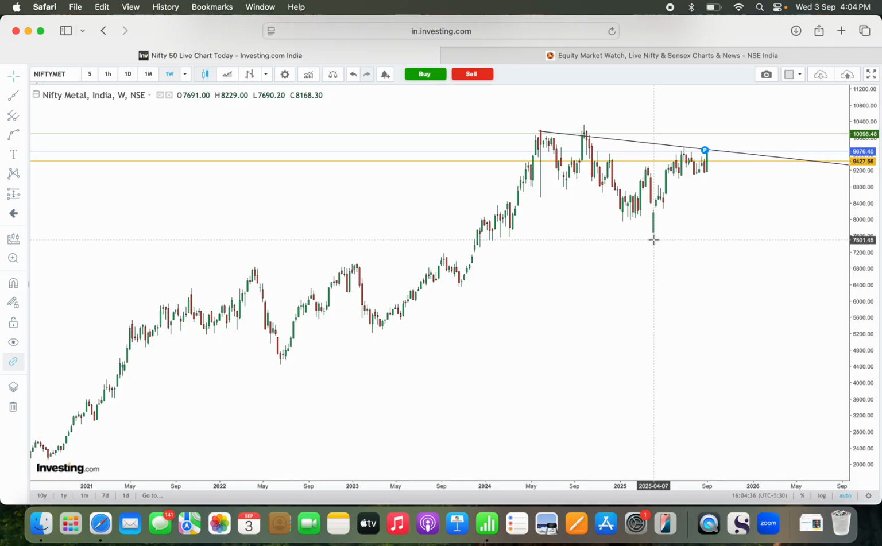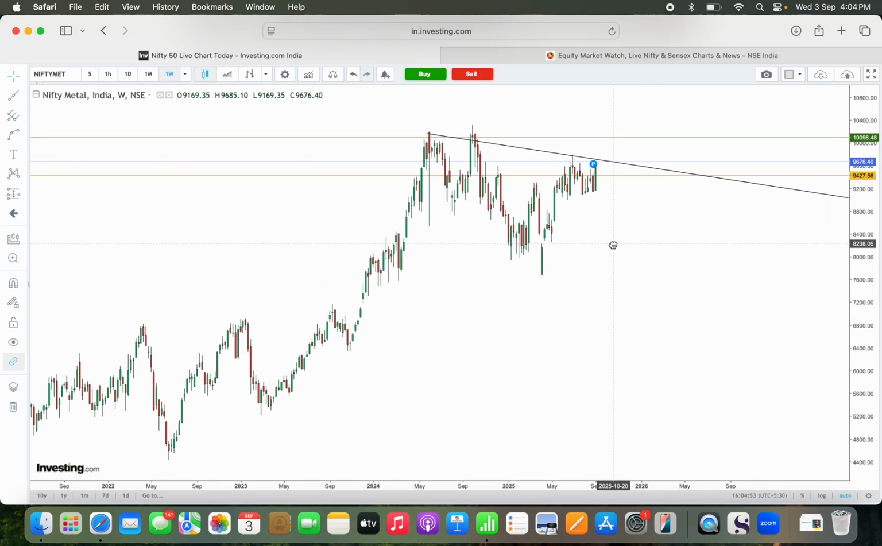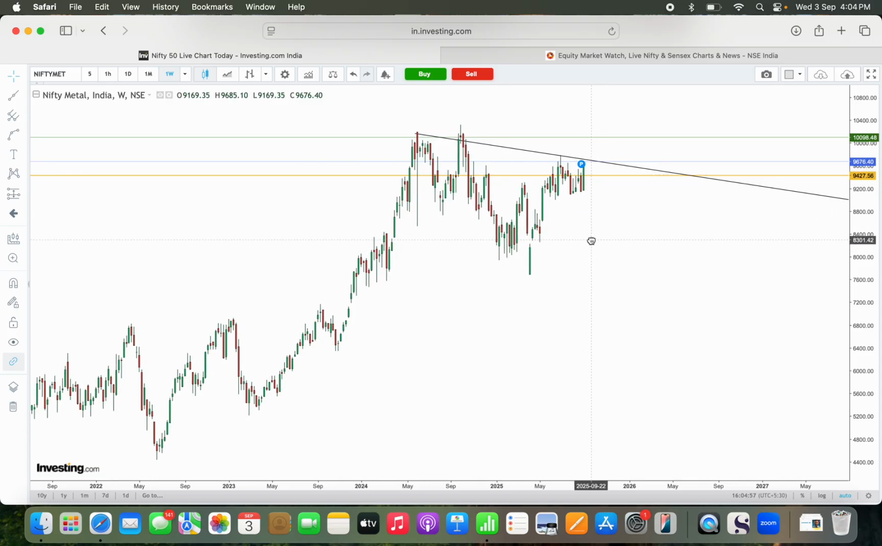So there is close to 2,500 target upon the break of this, which will happen at around 9800 levels. So obviously a 2,500 target will take it to 12,500, and since it has taken a full year to form it, it'll give it a 6 months time frame.